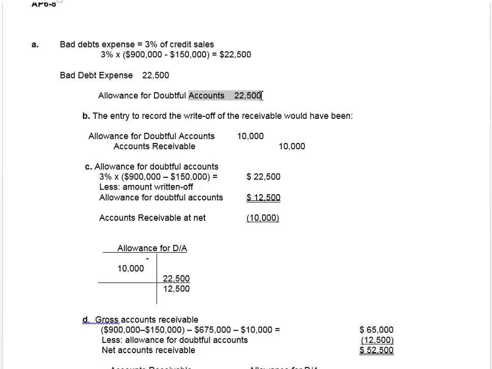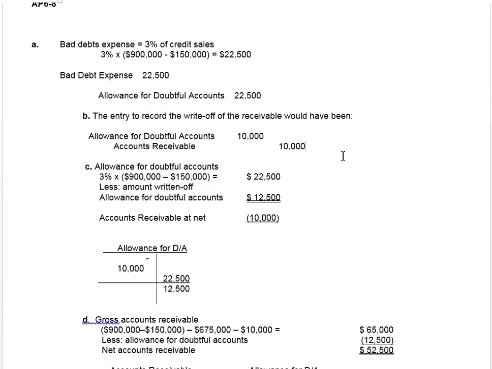I look at the allowance as the safety net. It tells us how much we have to have in reserve in order to write off accounts unlikely of collection. And we did have a write-off of $10,000. So we're going to dip into that little safety net and debit it by $10,000 and credit the receivable. By crediting the receivable, it tells us that at the point in time of write-off, we didn't think we were going to collect it.